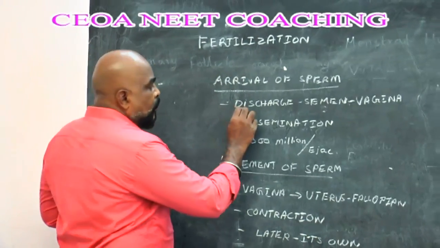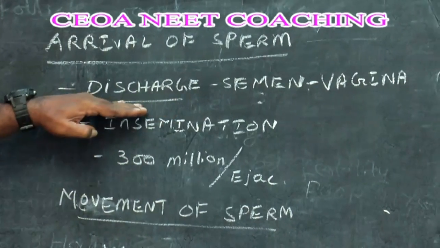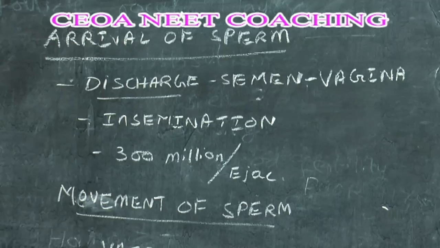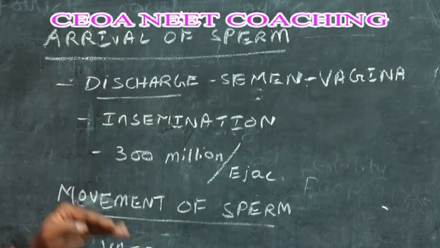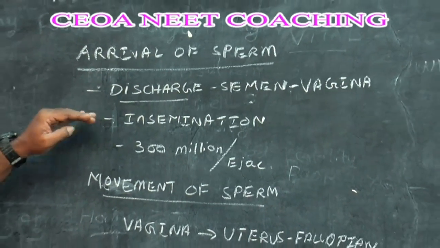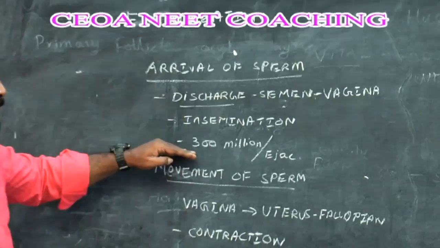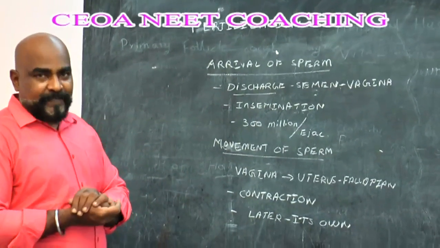First, the semen is deposited in the female genital tract, that is in the vagina, and this process is called insemination. At each ejaculation, around 300 million spermatozoa are released into the vagina.